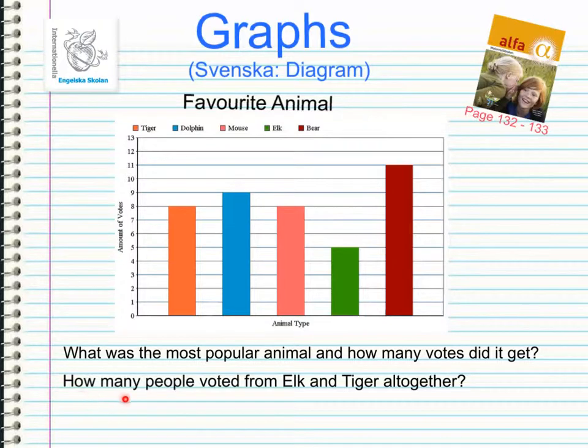Next question, how many people voted for elk and tiger all together? Well, first I need to know what is the elk and what is the tiger. I can use my key up here. The elk is green and the tiger is orange. So an elk, trace it back to the y-axis, had 5 votes, and a tiger, trace it back to the y-axis, had 8 votes. So 5 plus 8 equals 13. So the total amount of votes for elk and tiger was 13 people.